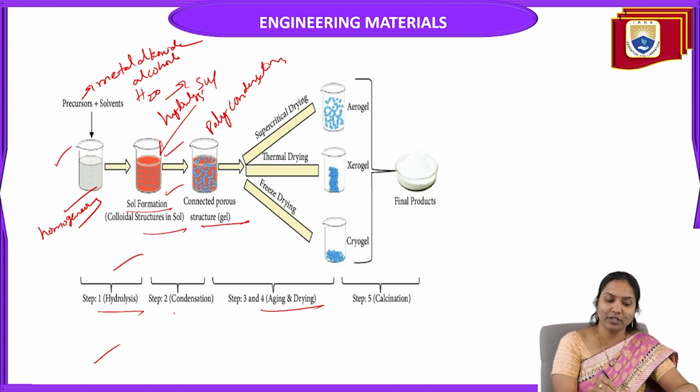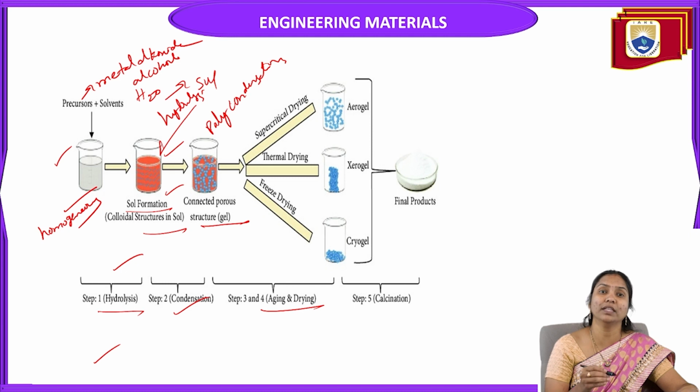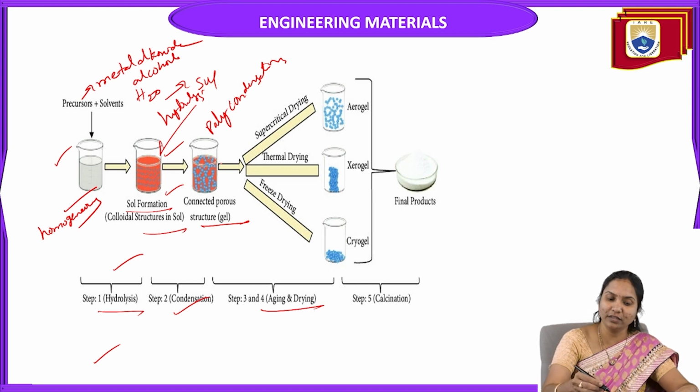Next, step 2 is condensation, polycondensation. So in this case, the sol is converted to gel. That means the thickness of the gel is increased via polycondensation. That means water or any solvent is evaporated, and the thickness of this gel improves. Next, heating and drying of this gel can be done in 3 different ways: supercritical drying, thermal drying, and freeze drying.